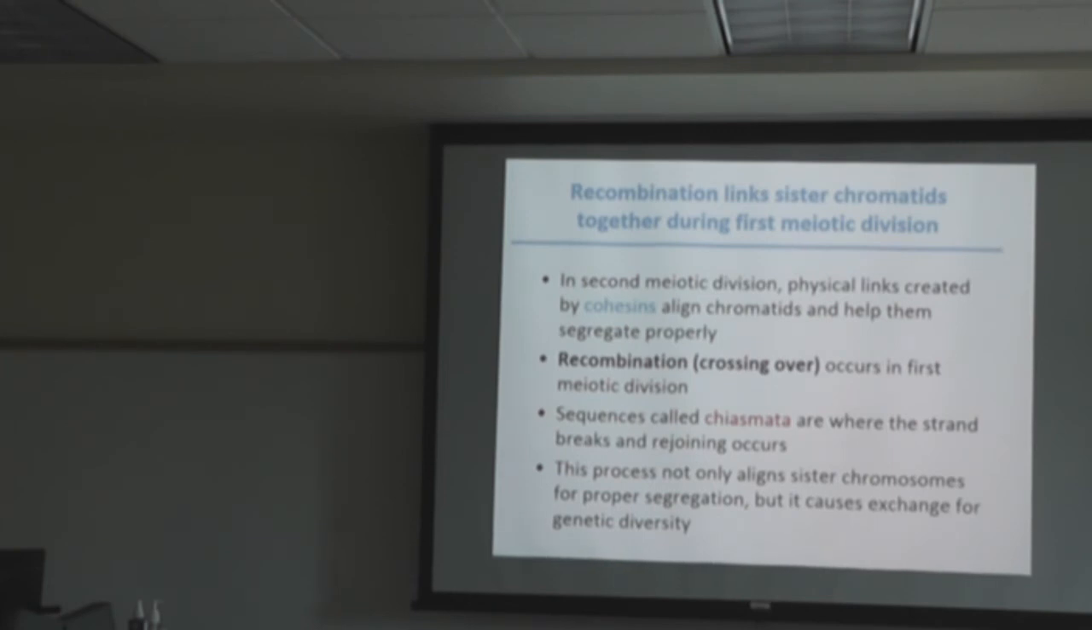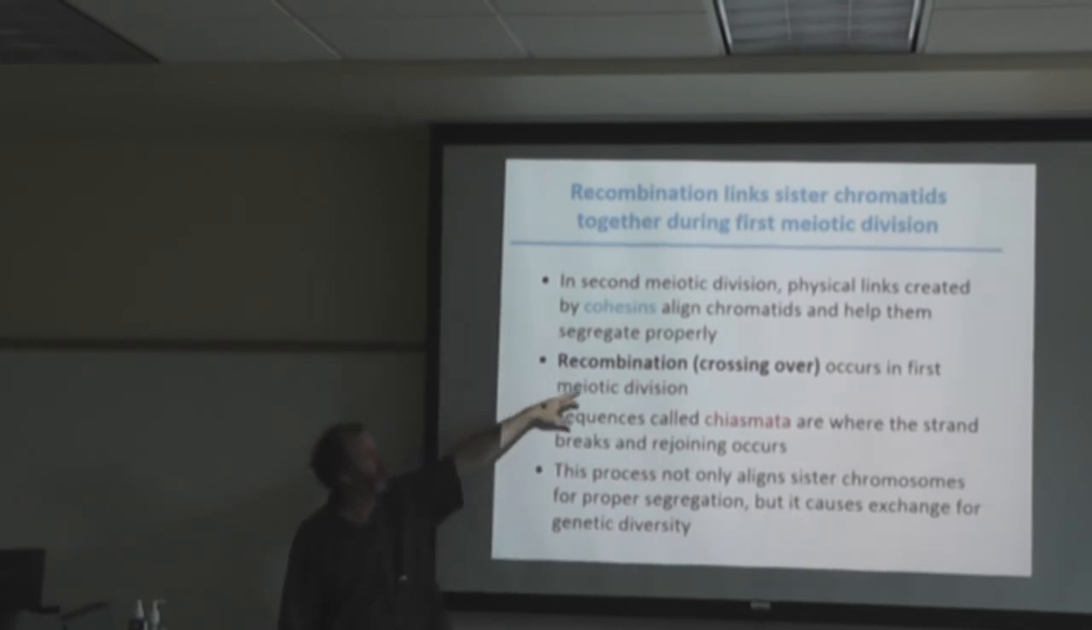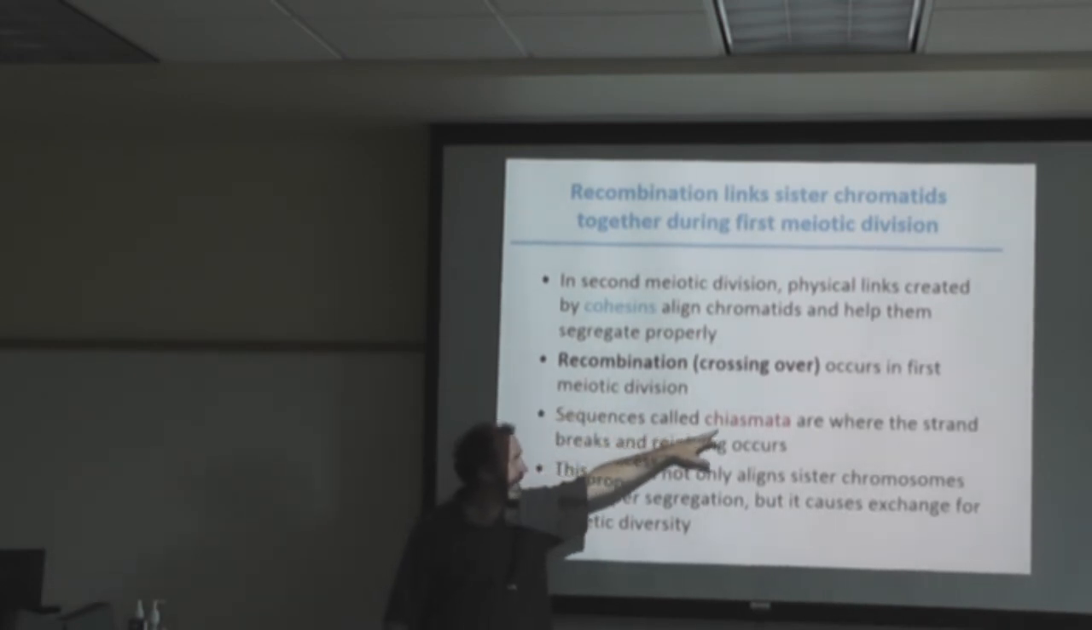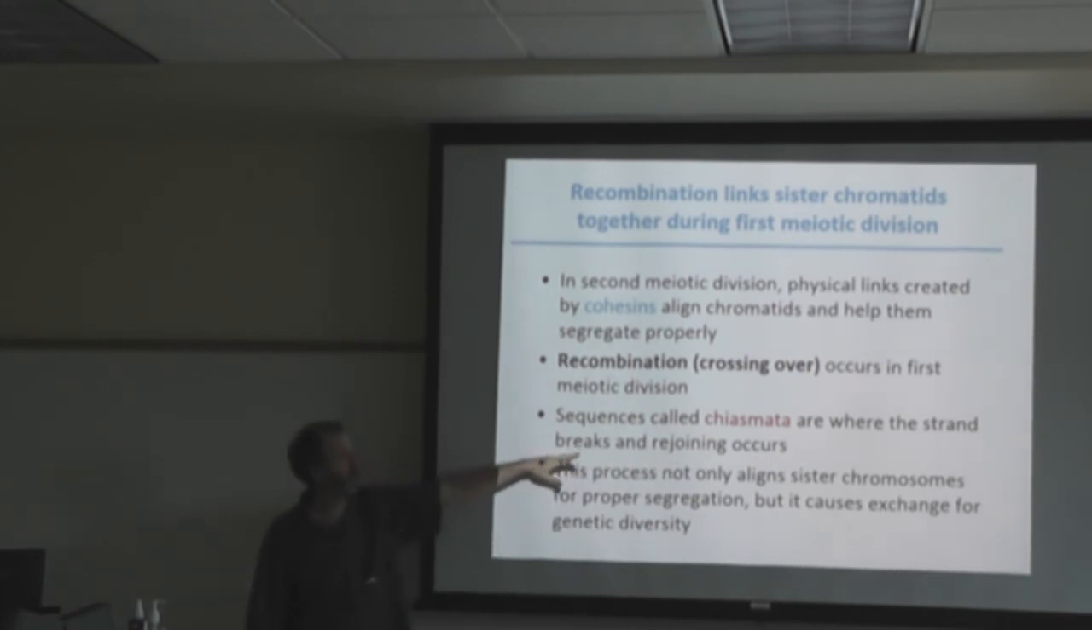So recombination links homologous chromosomes together during the first meiotic division. In the second meiotic division, physical links created by cohesins align the chromatids and help them segregate properly. Crossing over, recombination, occurs in the first meiotic division, and structures called chiasmata are where the strands break and rejoining occurs. This process not only aligns the chromosomes for proper segregation, but it also causes the exchange for genetic diversity.